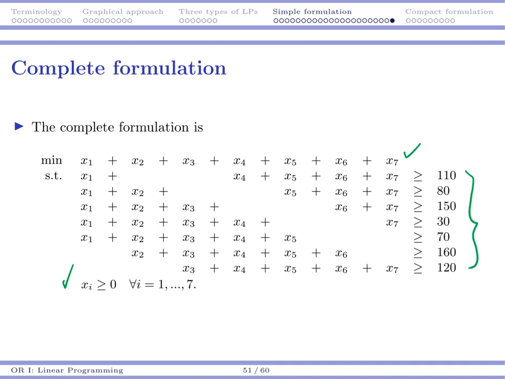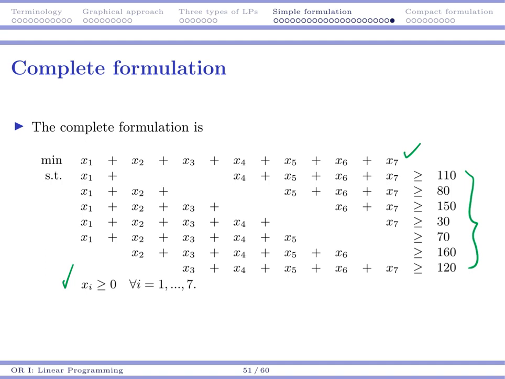I know it may take time to understand this. So just a quick summary: if someone asks you to write down a linear program, don't set variables to be integers. All right? So that's one comment.